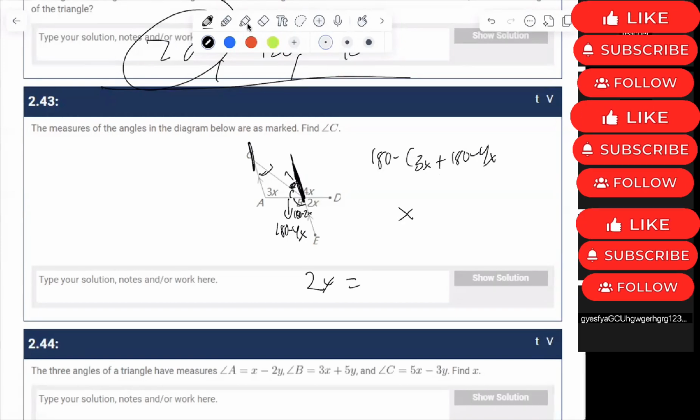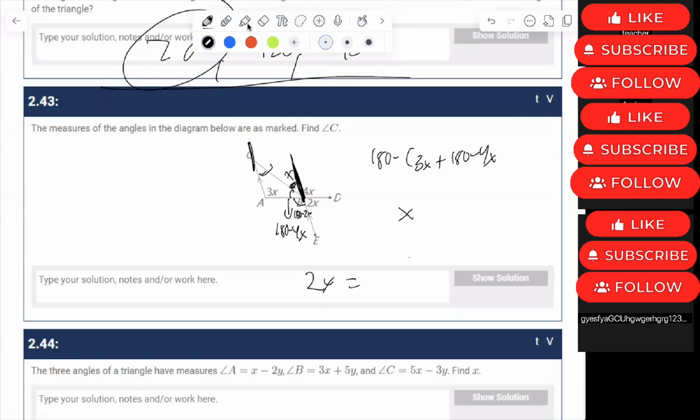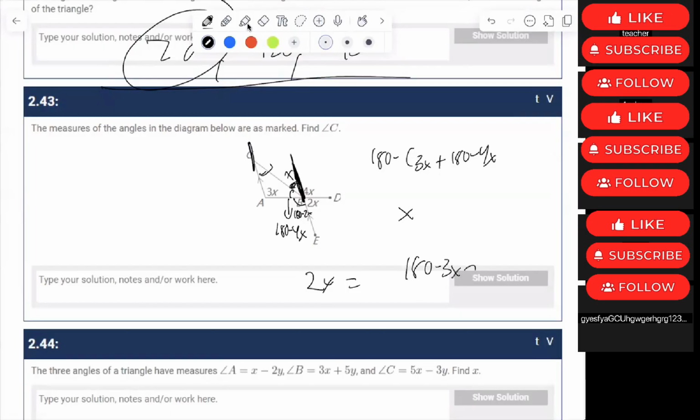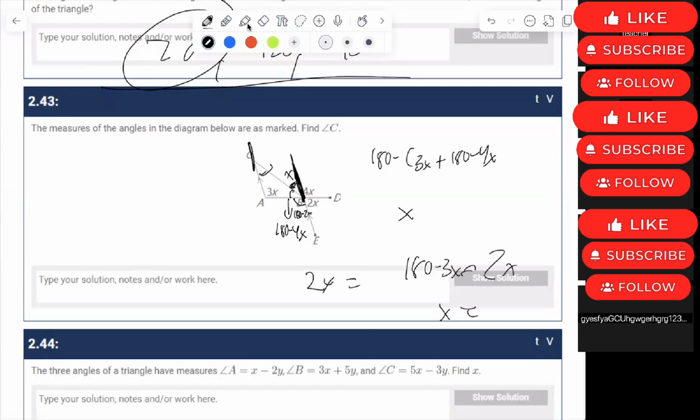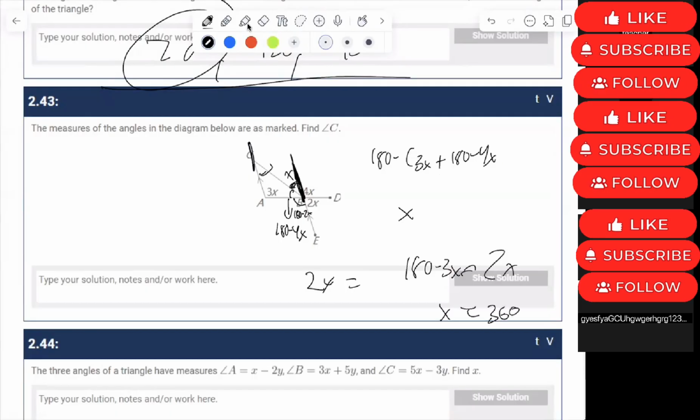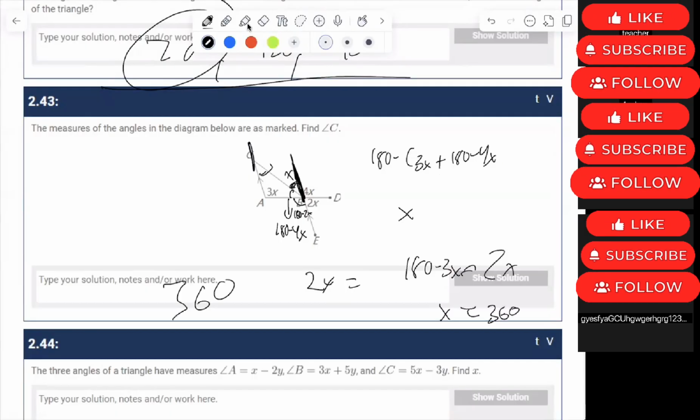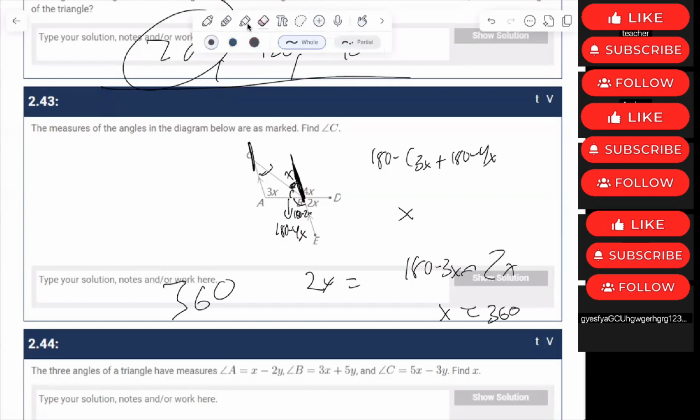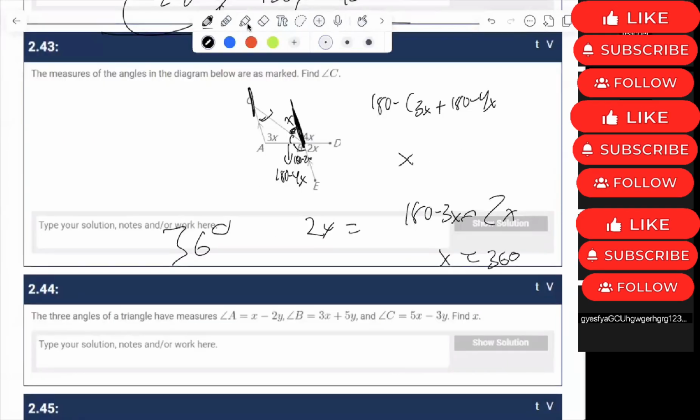So we have an x over here, and 180 minus 4x or 180 minus 3x is equal to 2x, or finding, x is equal to 180 over 5, or 36 degrees. So the answer to this question is just 36 degrees. All right? So this is practice angle chasing, right? Now let's move on to 2.44.